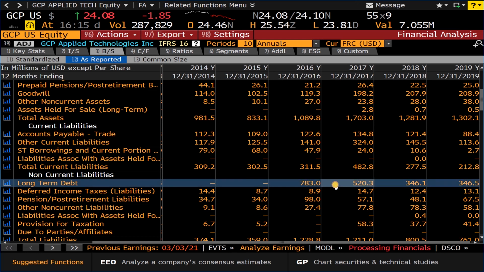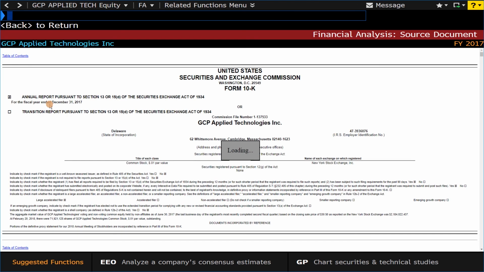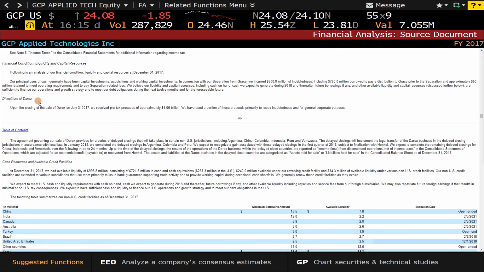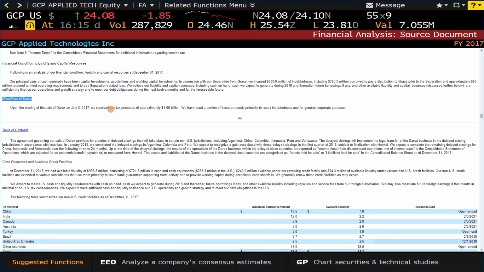So I can click on any number to drill down into the 10K. The statement of cash flows didn't provide too much information, other than that this was cash from discontinued operations. But I was able to find commentary about the cash in the MD&A. It turns out that the company sold one of its major operating segments, called Derex. This was in July of 2017, and they received pre-tax proceeds of approximately $1 billion.